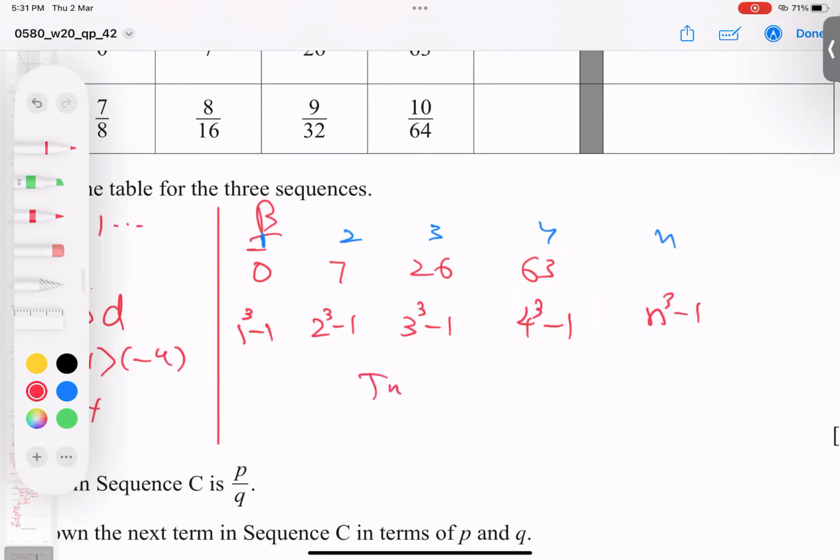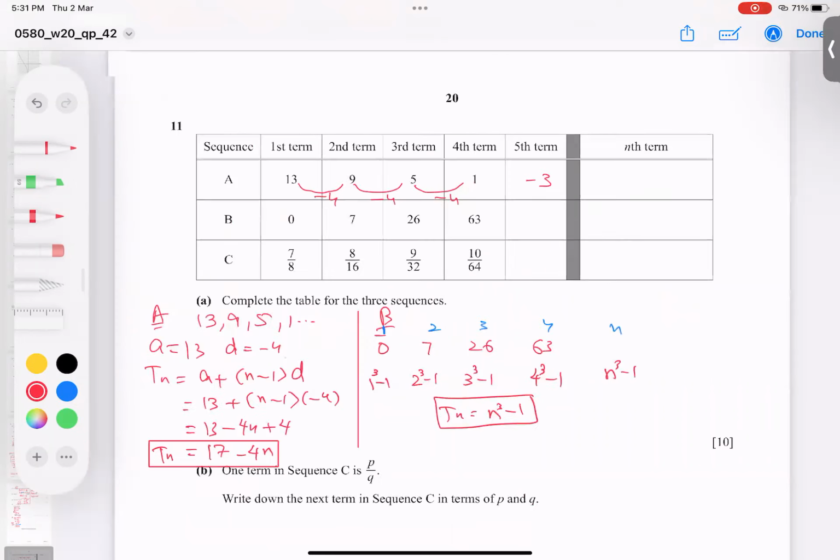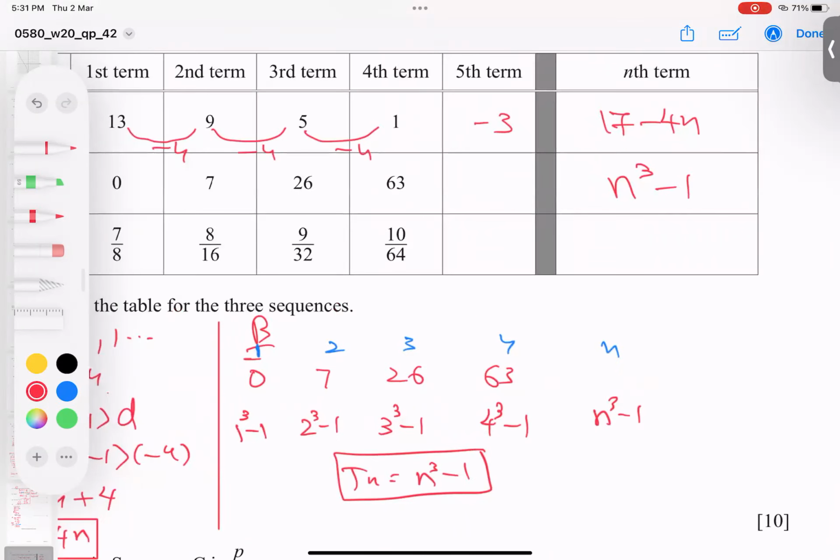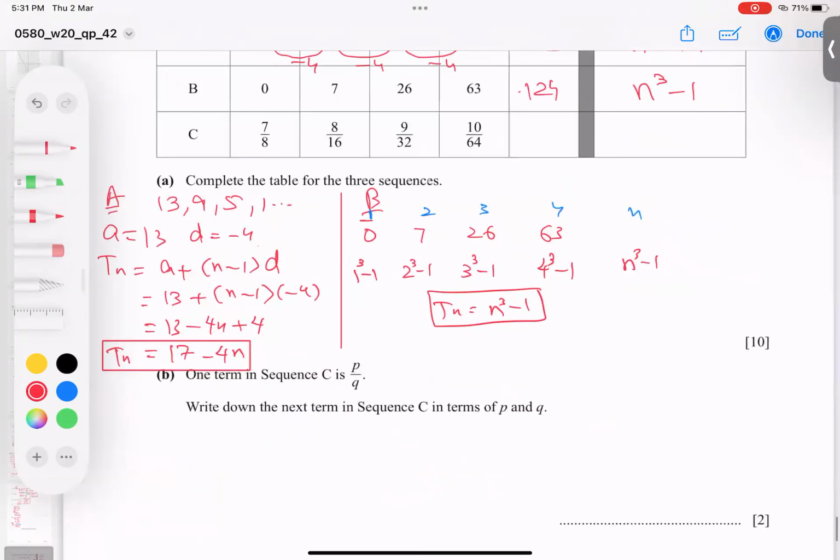So the nth term for this sequence is n cubed minus 1. And I believe this point is also clear. I'm writing it now: 17 minus 4n here, and n cubed minus 1 here. Let's test it. How to get the 4th term? Put 4 here, so you get 63. How to get the 5th term? Put 5 here, 5 to the power 3 minus 1, 125 minus 1, 124. So nothing hard. Alhamdulillah Rabbil Alameen. Now I'm going to do the next sequence.